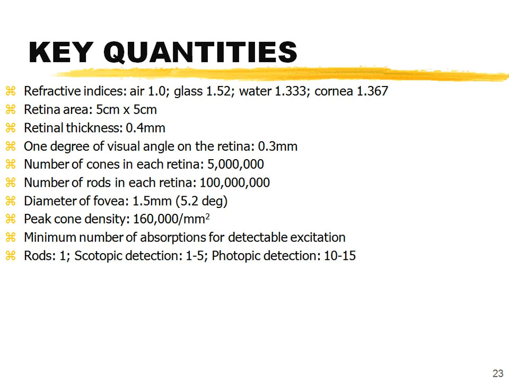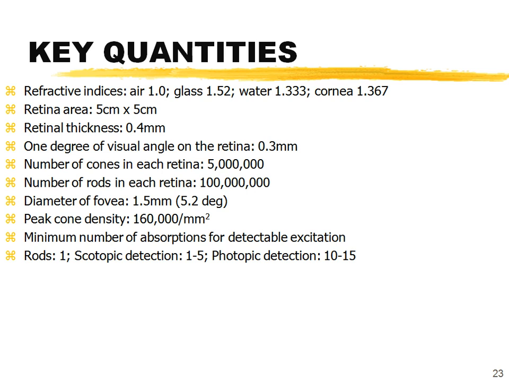So you have lots and lots of rods all over the retina except for the fovea. Right? So you have 100 million rods. The diameter of the fovea is about 5.2 degrees, 1.5 millimeter. Right? So this is where you see your best. About 5.2 degrees, that's it.